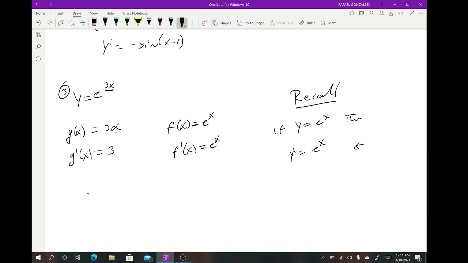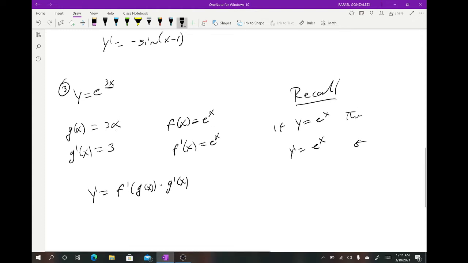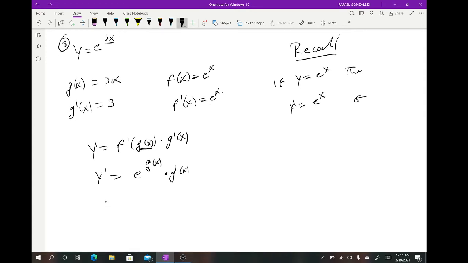Now when we put it together, when we say, okay, y prime is f prime evaluated at g of x times g prime of x, what do we get? Well, what is f prime? f prime is e to the x. But I'm going to write it in this way so you can see what I mean. So this is e to the g of x, because you're evaluating it at g of x, times g prime of x. Well, what is g of x? It's just 3x. So this is equal to e to the 3x times 3, the derivative of 3x. So that means that y prime is equal to 3e to the 3x.